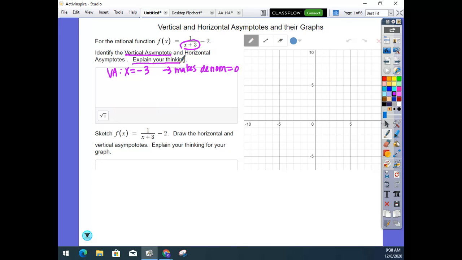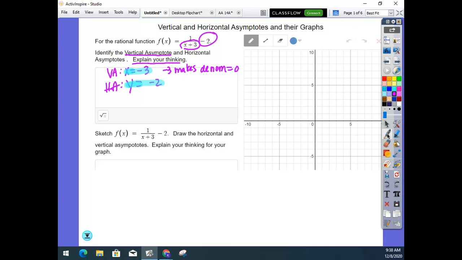That's my explanation. Your horizontal asymptote is y equals -2, the number at the end of the equation. Now, if you don't have x equals for the vertical and y equals for the horizontal, you're not going to get your full credit. So make sure these are both equations.